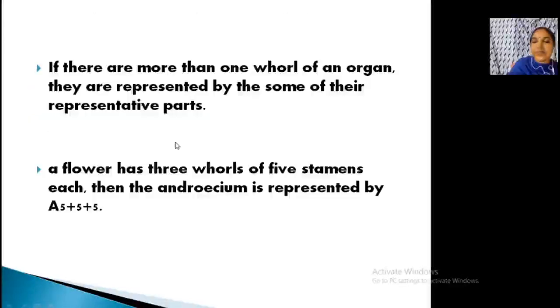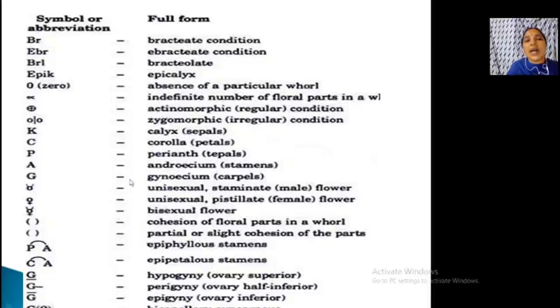Now, if there is more than one whorl, how will you write it? It can be represented by some of their parts only. For example, the androecium with 5 stamens in 3 whorls, meaning first round, second round, third round. How will you write it? A5 plus 5 plus 5. So 5 in 3 whorls, that is A5+5+5.